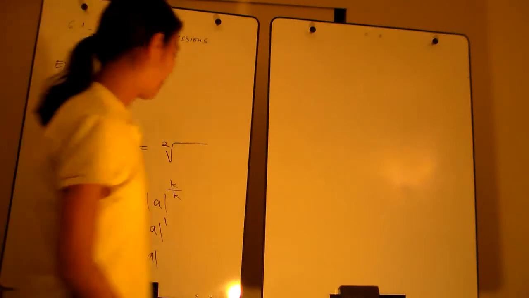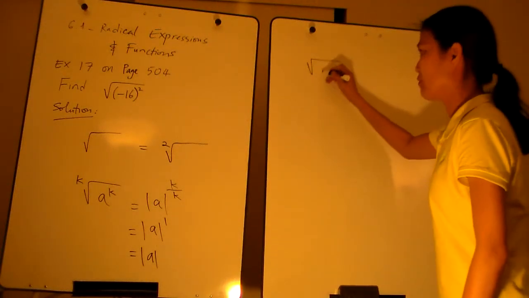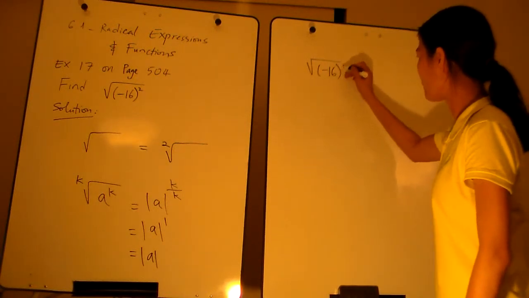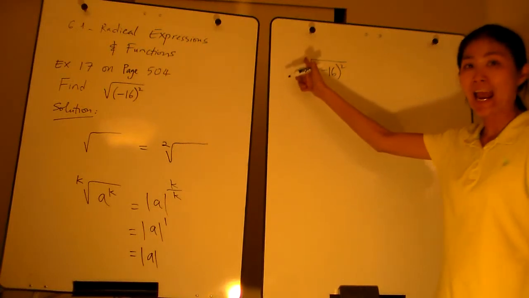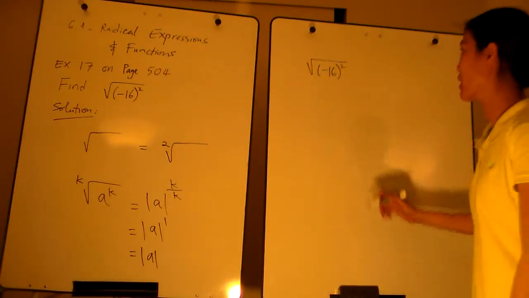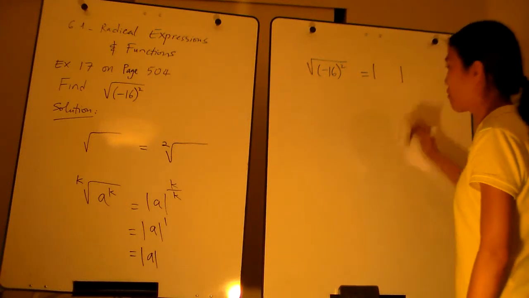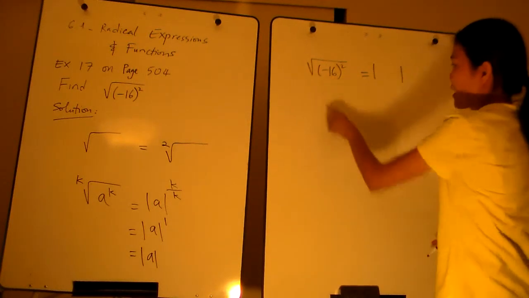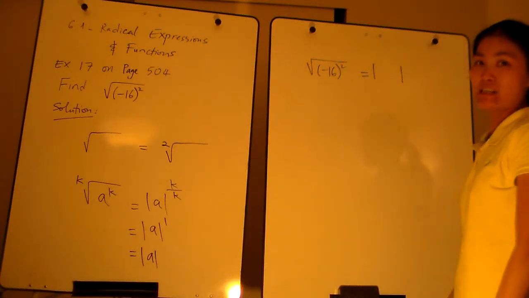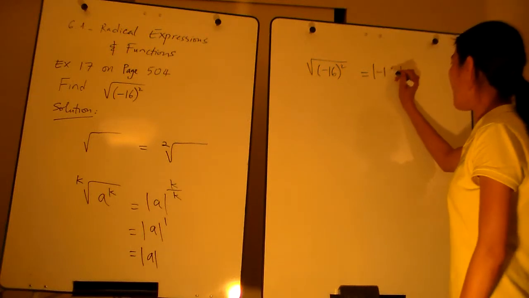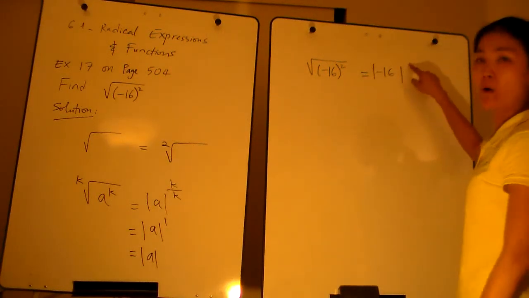Alright, let me get back to what we have here. We're given the square root of negative 16 squared. You don't see a number here, so k is 2, and 2 is even. That means when you simplify this, you will use the absolute value. Negative 16 here is negative, so we have the absolute value of negative 16, and this 2 will be simplified to 1.